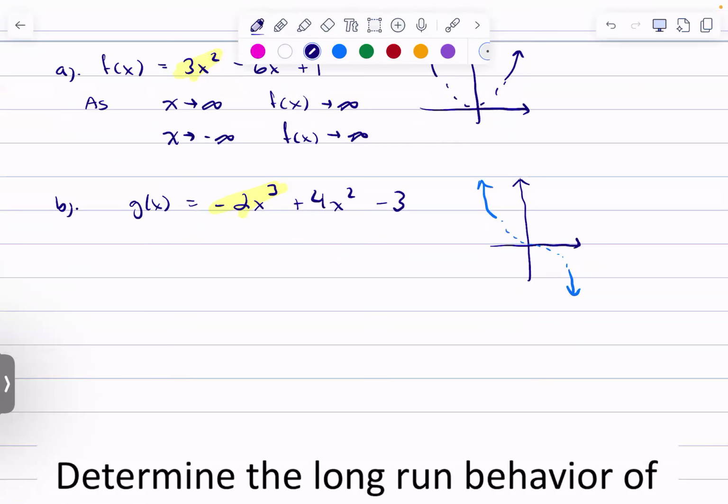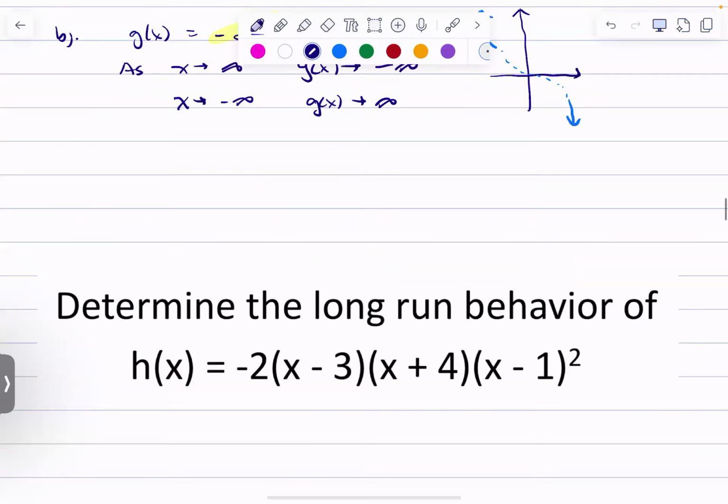So now, as x goes to infinity, g of x is going to, so as I move out on my positive x-axis, I'm going to negative infinity. And as x goes to negative infinity, then g of x is going to positive infinity. Nice. So it all hinges on the degree and that leading term.